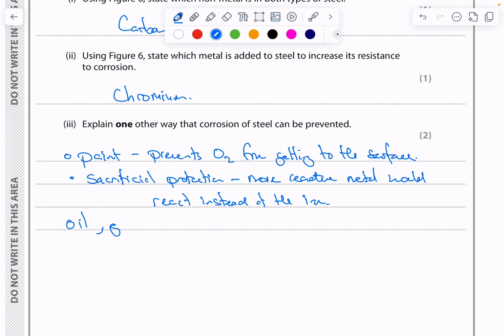You could also say kind of oil it. You could put grease on it, and that would be the same reasons as this. That's preventing oxygen from getting to the surface.